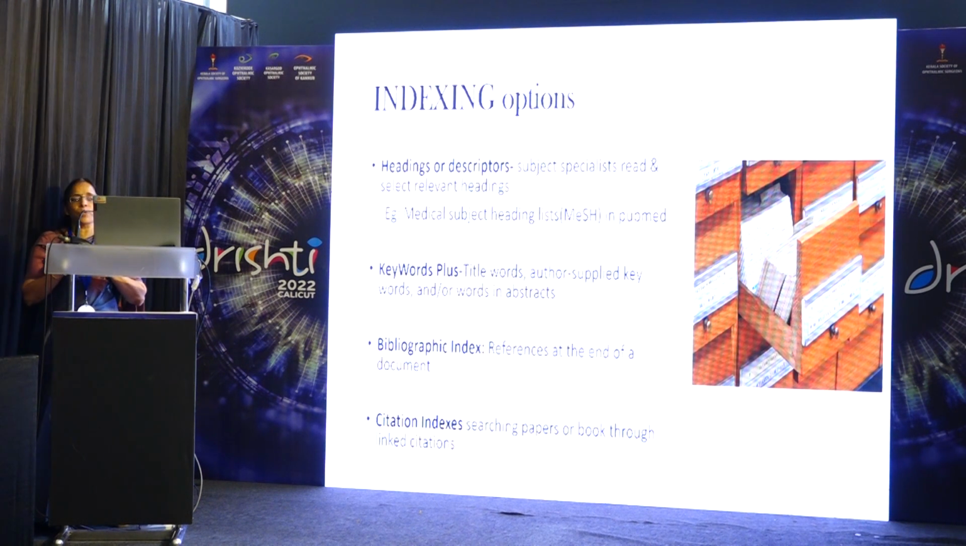So what are the indexing options? Here is what is important. What you give in your paper is very important. The headings. If you put medical subject headings, those are sorted out. Like in PubMed, they are MeSH words. So if your headings can be put in those terms, specialists will look into your article and look for those particular headings. If they are there, they can be sorted out in that index. You can use the keywords. Keywords are given by the author, the title or the keyword. So that keyword plus is also an indexing option.